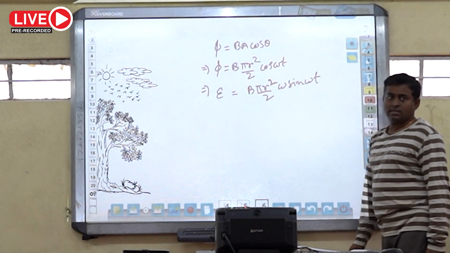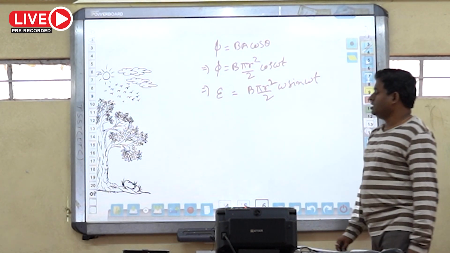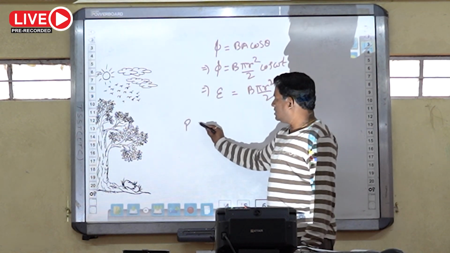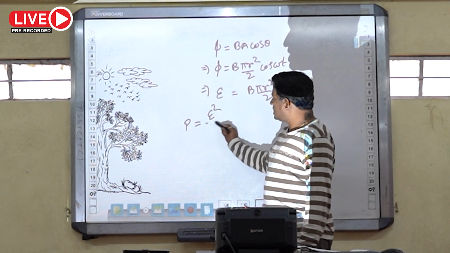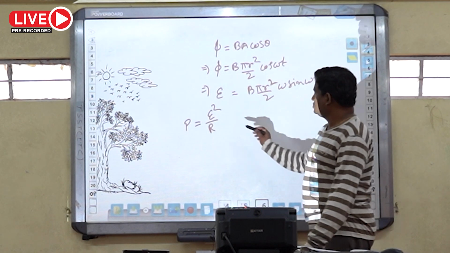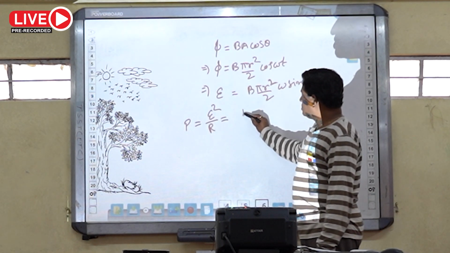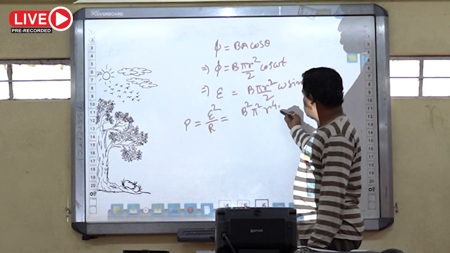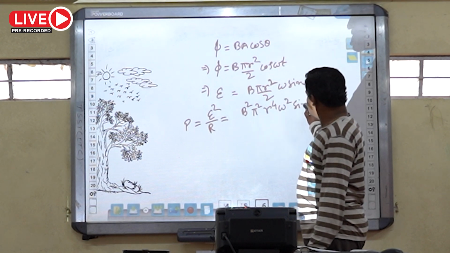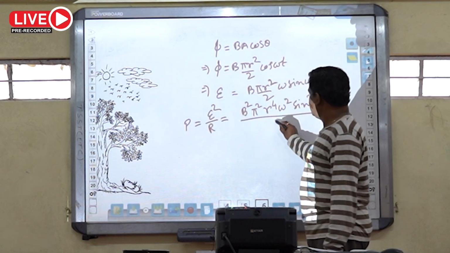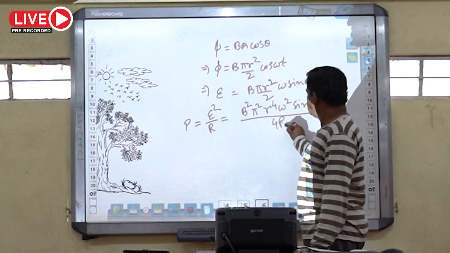Okay. Now at any time the instantaneous power P equal to E square by R, where R is the resistance, so we will take the square of this one, so B square pi square r to the power 4 omega square sin square omega t divided by 4R.